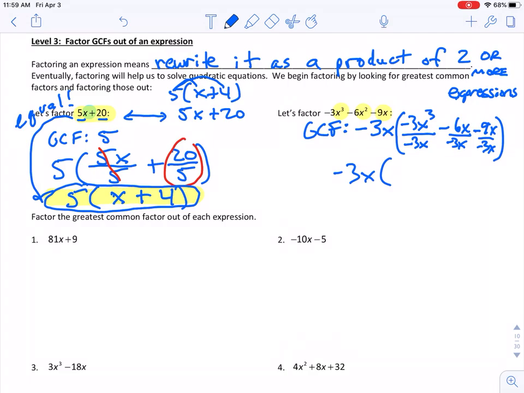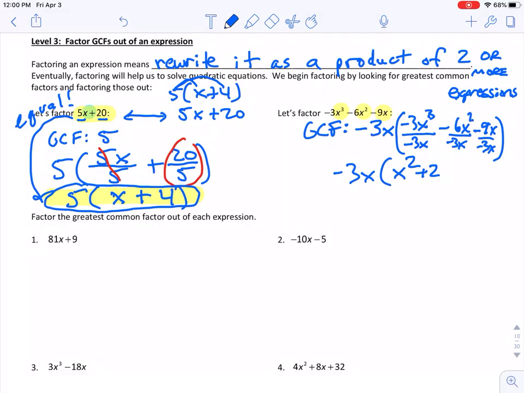So go through each part. Negative 3 divided by negative 3 is positive 1. X cubed divided by x is just x squared. A negative divided by a negative is positive. 6 over 3, 6 divided by 3 is 2. X divided by x.